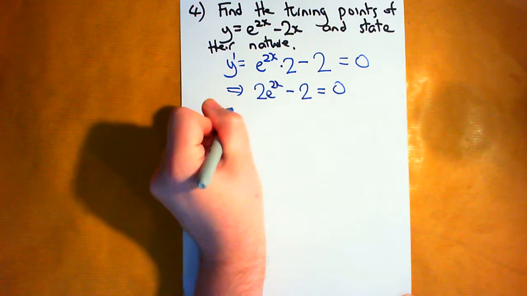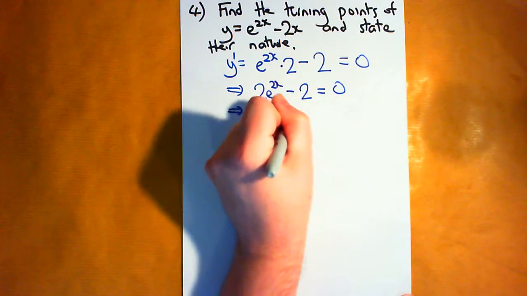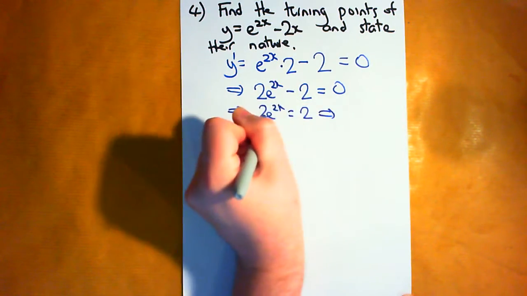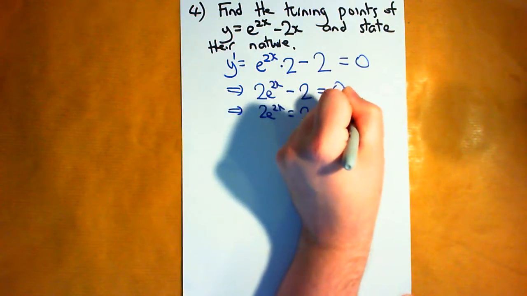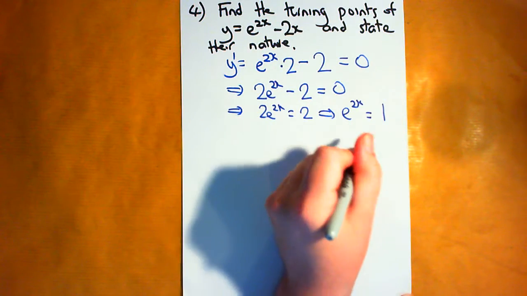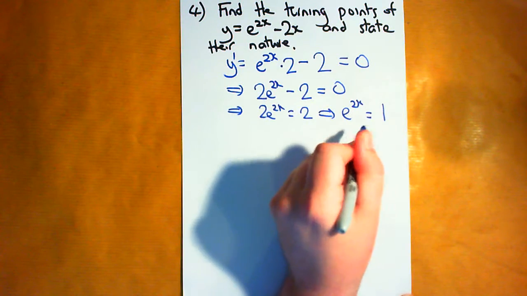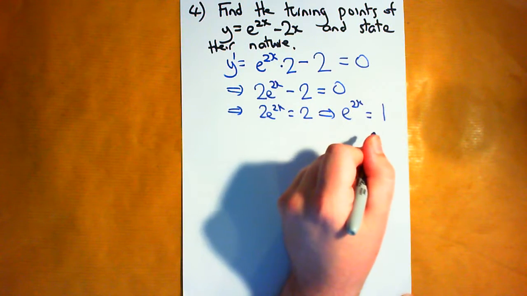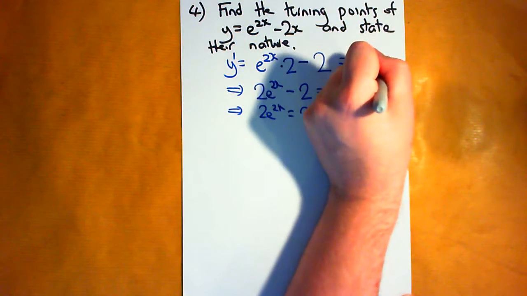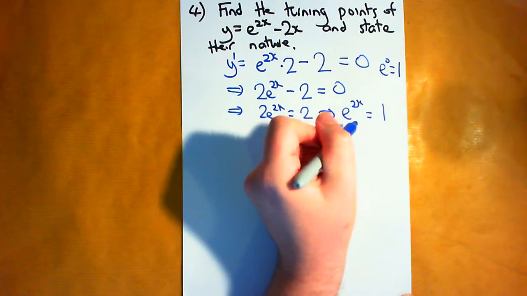And if we move the 2 to the other side, we get 2e to the 2x equals 2, and dividing that through by 2 gives us e to the 2x equals 1. So we need to know what x is. So there are two options here. We could either take logs of both sides, or we could use what we already know, which is e to the power of 0 equals 1.